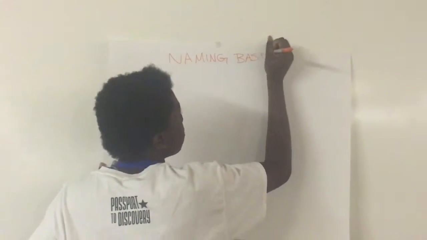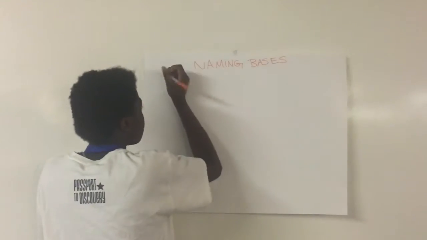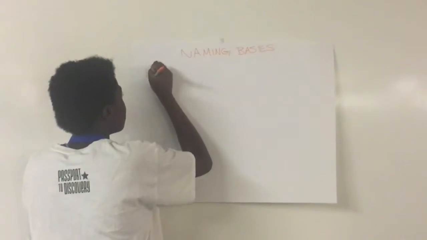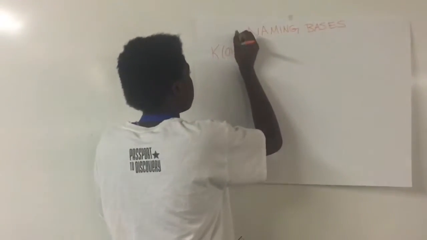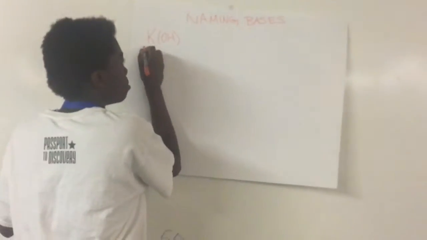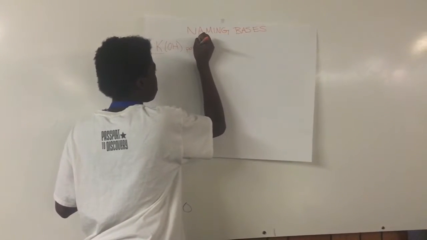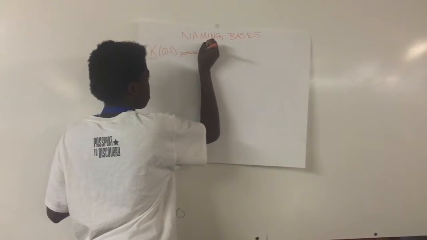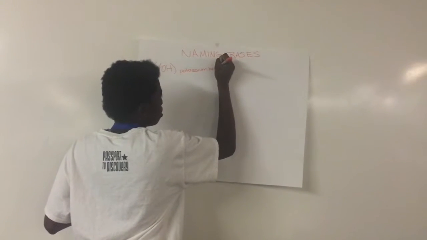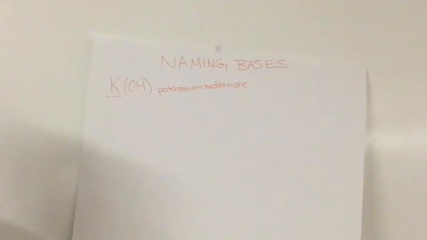And this is quite simple. Let's see. Say if you had, for example, how would you name that, you say? Well, have this, right? Potassium. And there you go. You just add the hydroxide at the end.